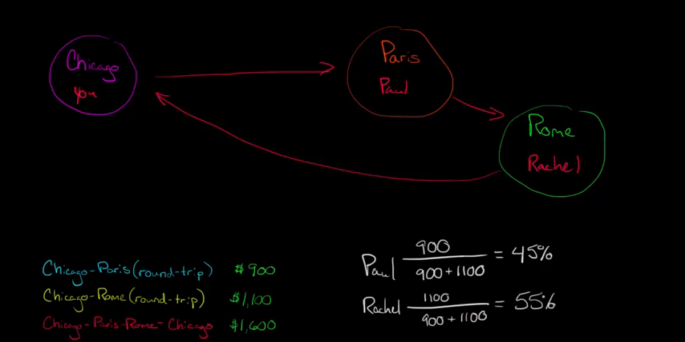So now, having calculated these percentages, we just apply them toward that cheaper discounted rate, that $1,600, right? So now let's multiply here. Paul is going to get 45% of 1,600, and then Rachel is going to pay 55% of 1,600. So I'm just going to calculate that out here, and so it looks like Paul will have $720 in costs, and then Rachel will be $880 in costs.